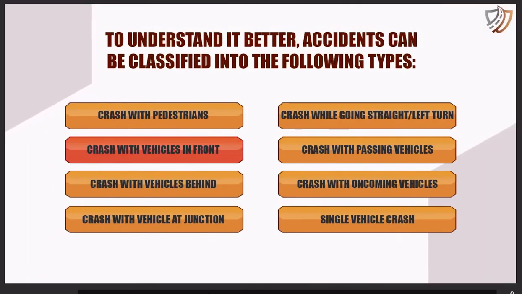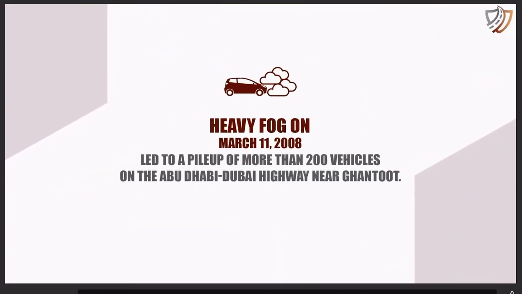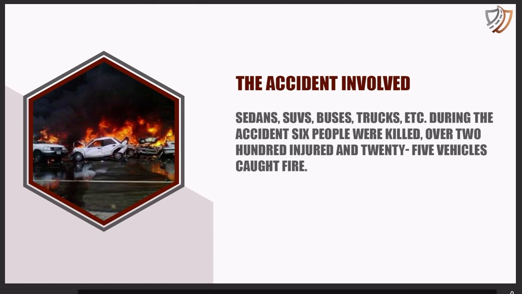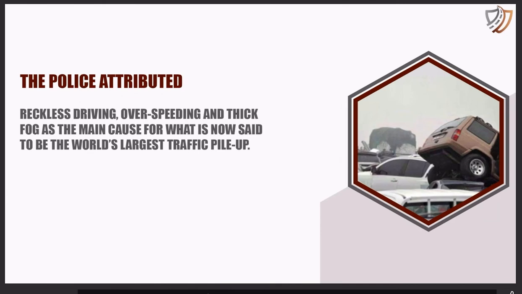Crash with vehicle in front. Heavy fog on March 11, 2008 led to a pileup of more than 200 vehicles on the Abu Dhabi-Dubai highway near Gantoot. The accident involved sedans, SUVs, buses, trucks, etc. During the accident, 6 people were killed, over 200 injured, and 25 vehicles caught fire. The police attributed reckless driving, overspeeding, and thick fog as the main cause for what is now said to be the world's largest traffic pileup.